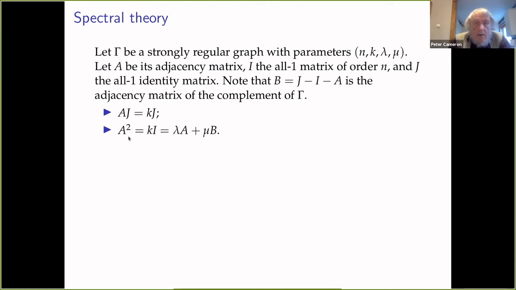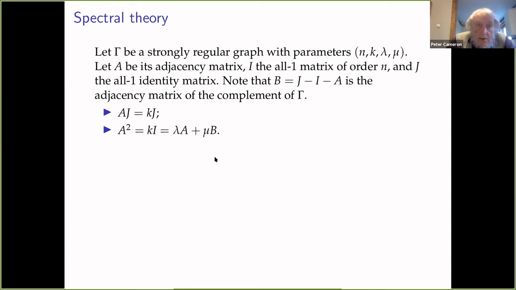This counts where you can get by taking 2 steps. Oh, and there's another typo, I'm sorry. It's kI plus lambda A plus mu B. So that second equals, there should be a plus. So that's because if you start at a vertex, one way of taking 2 steps is just to go out along any of the k edges and come back along the same edge, and that'll bring you to the vertex you started off with. So that'll give you a k on the diagonal.